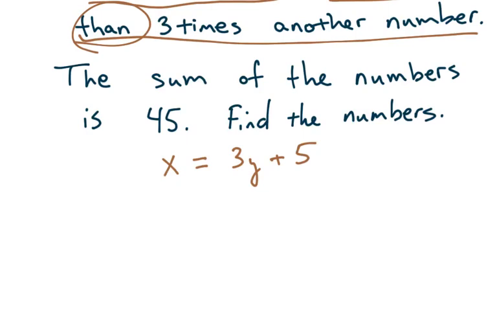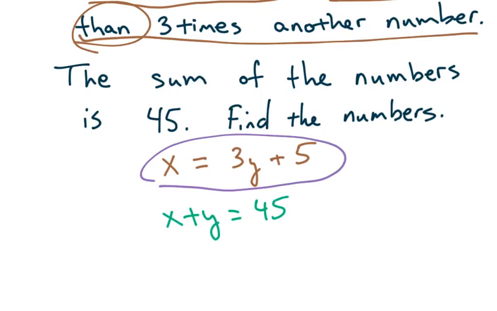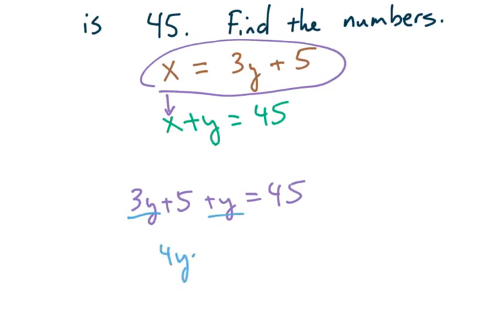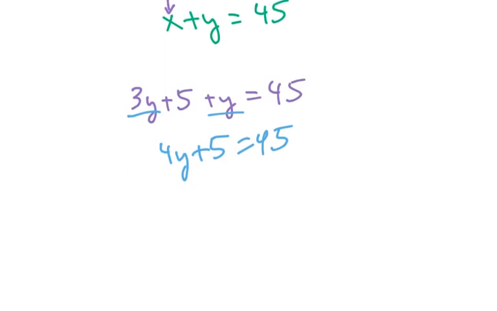Next line. The sum of the numbers is 45. So we said sum means you add. So x plus y equals 45. And we're going to do the same thing. So if x is 3y plus 5, I can replace this x with 3y plus 5 and solve. So we'll combine like terms. 3y and y is 4y plus 5 is 45. Subtract 5 from both sides.